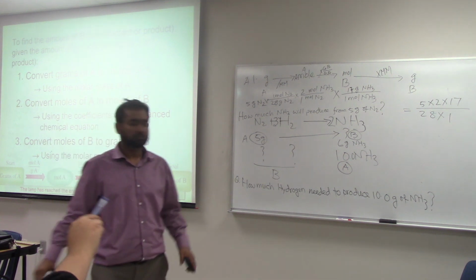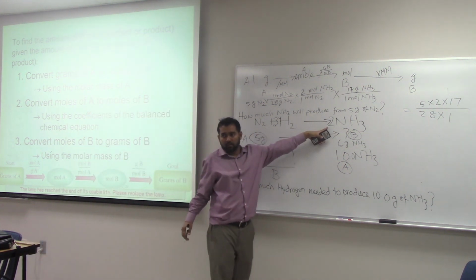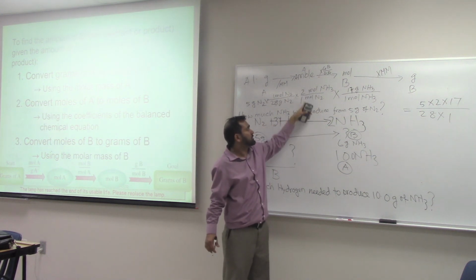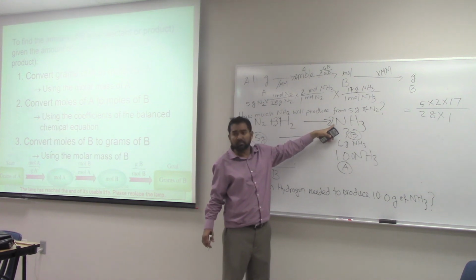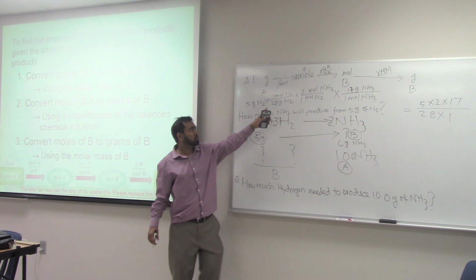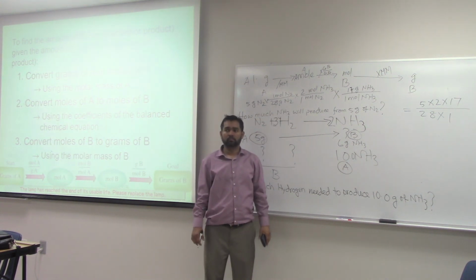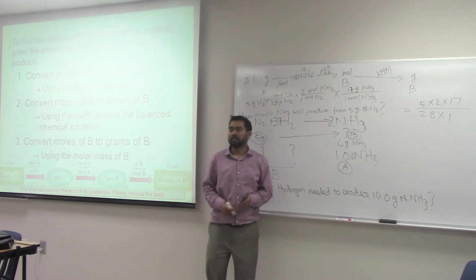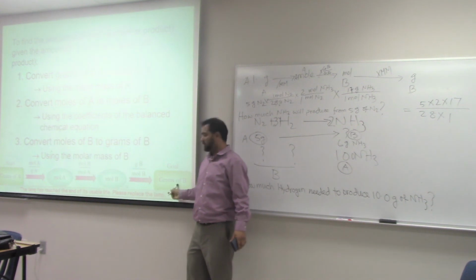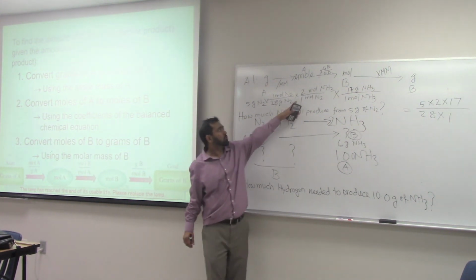Yes, ma'am? The 2 moles, did you get it from that there? Yeah, to get as a prefix, yes, ma'am. So the coefficient comes in as a prefix. So it goes grams of what you know to moles of what you know to moles of what you want to grams of what you want. That's how it goes. Basically, following step 1: mole of A, mole of B, gram of B. Keep the coefficient when we're doing it. That's how you know how it goes.